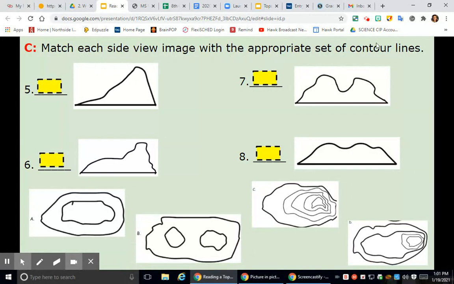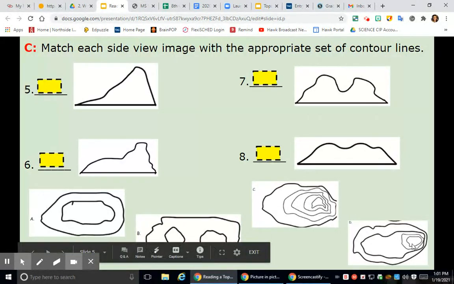Match each side view image with the appropriate contour lines. So here I see something very steep with a gradual slope here. So very steep with a gradual slope. Okay, could be one of these. So let's skip that one. Maybe we can compare it with this one here.